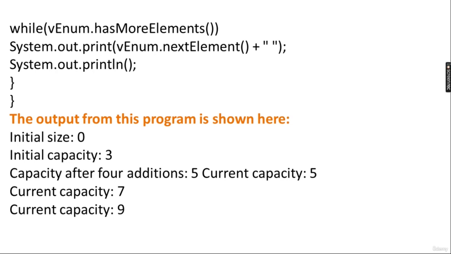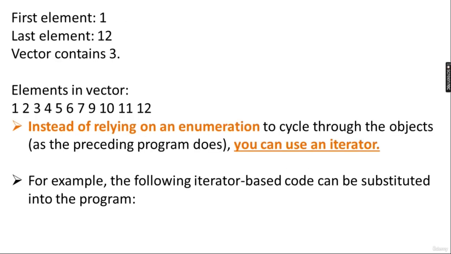Capacity after 4 additions 5. Current capacity 5, 7, 9. 2 elements are added. First element is 1. Last element is 12. Okay, vector contains 3 as an element. And elements in the vector using enumeration interface are displayed from 1 to 12.